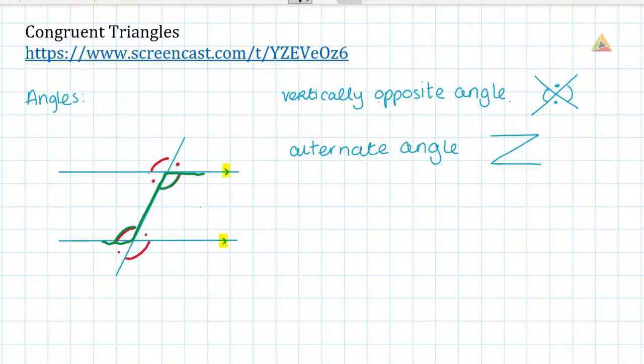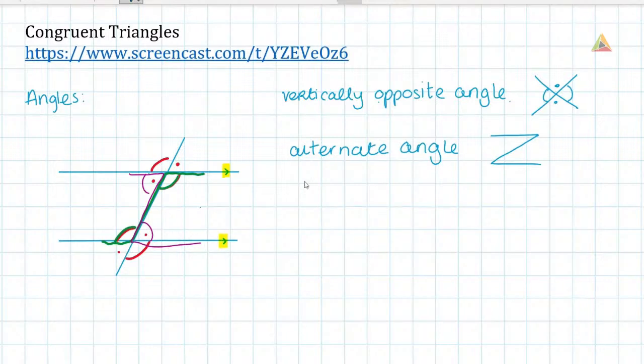So we'll just switch to a different color. And I can see here's another Z, and that tells me that this angle here is equal to this angle here, and they're also alternate angles. And again, I had marked those with a red dot, so we could see that they were vertically opposite to this angle and vertically opposite to this angle. So now we have lots of angles that are going to be equal to each other.